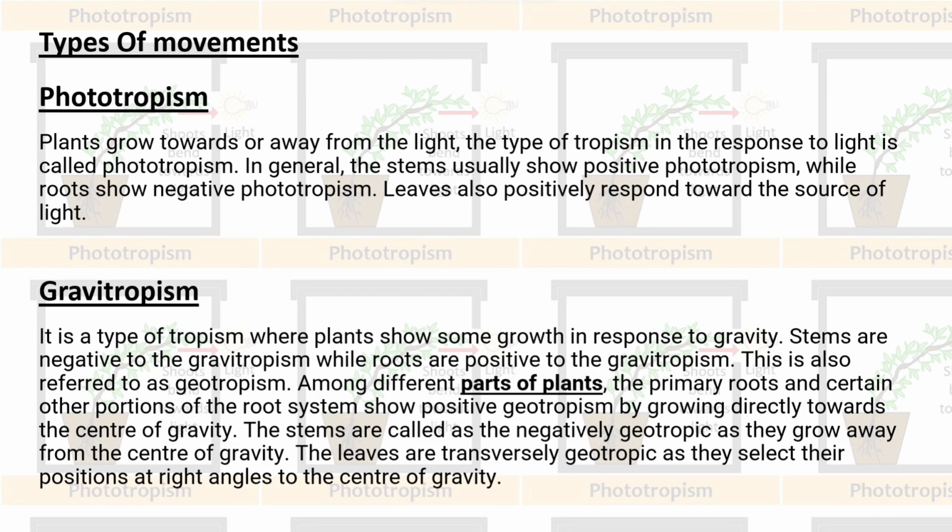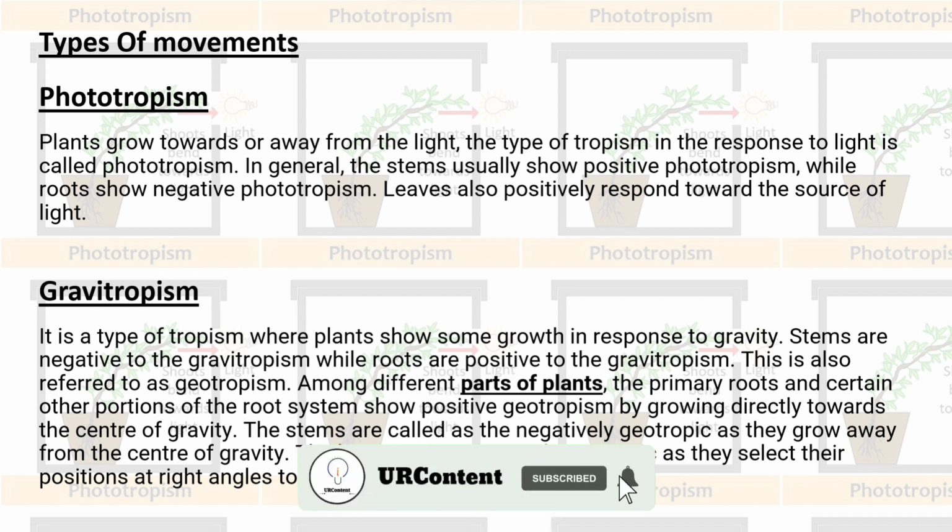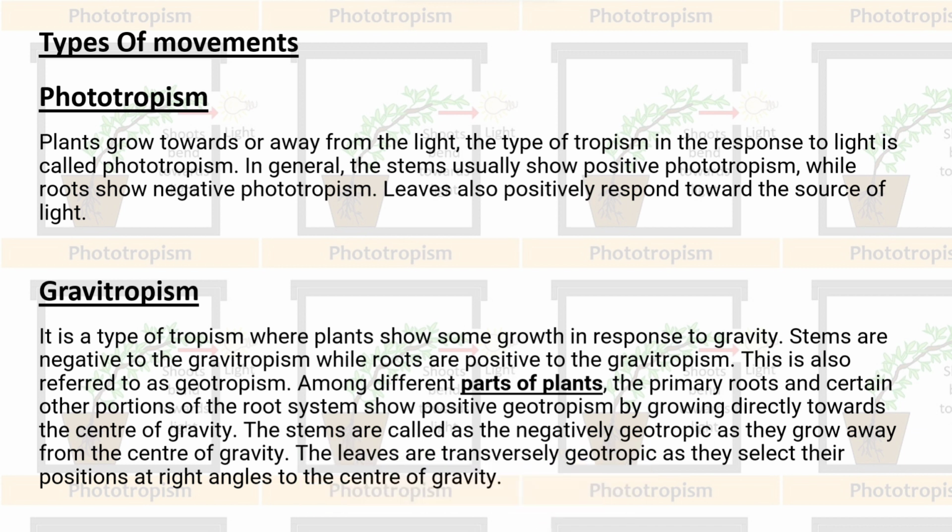Types of movements. Phototropism. Plants grow towards or away from the light. The type of tropism in response to light is called phototropism. In general, the stems usually show positive phototropism, while roots show negative phototropism. Leaves also positively respond toward the source of light.